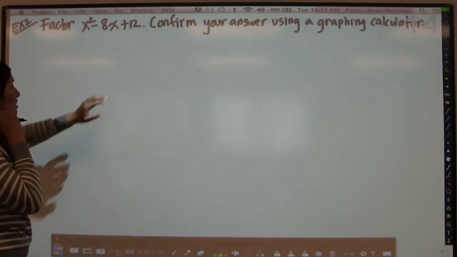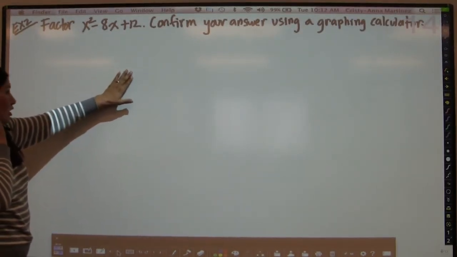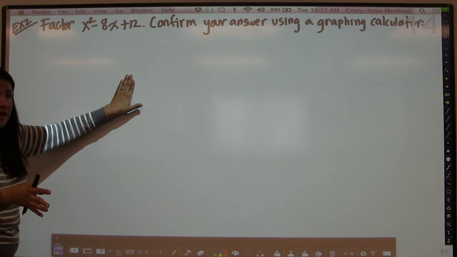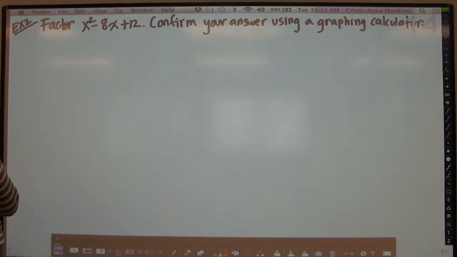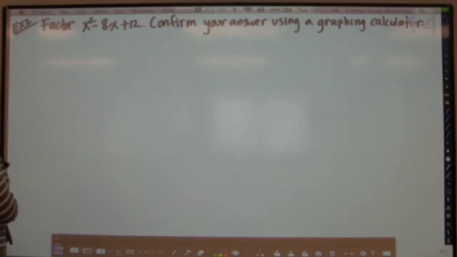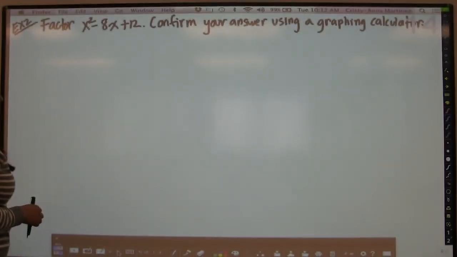So when it says to confirm your answer using a graphing calculator, I'm going to talk you through that. I'm not actually going to throw up the calculator screen up here because it's not going to be very visible. But it's not very hard to confirm using the graphing calculator. So we're going to factor this guy.